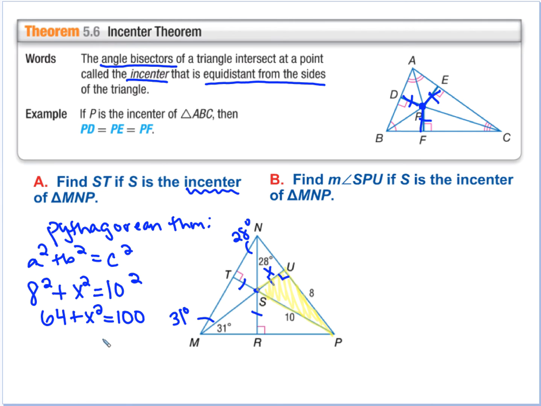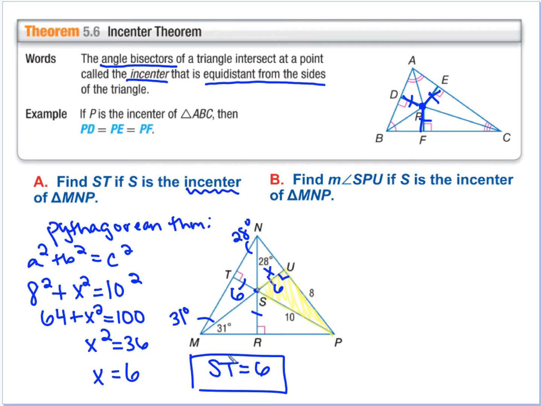Give you some time to catch up. So x squared equals 36. Square root it, so x equals 6. So because SU is 6, that also means ST is going to be 6. Okay, so always be looking and see, is there any way you could find any of these other distances? Because if you can, they're going to be the exact same.